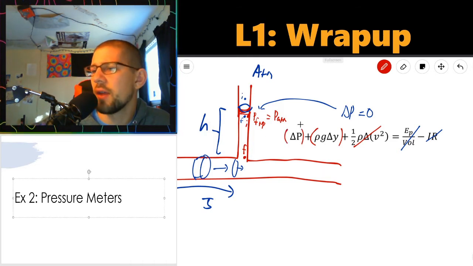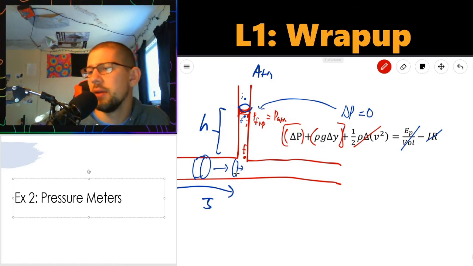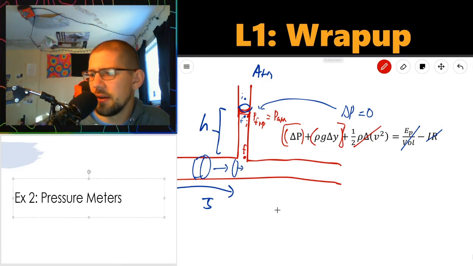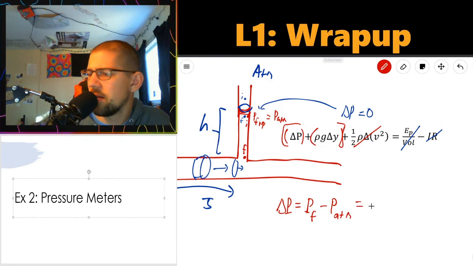So this is a way that I can use the height of a standpipe, or the height of a vertical pipe branching off from a main pipe, to determine the pressure inside that lower pipe. In other words, delta P, which is going to be P final pressure minus P initial, which is the atmospheric pressure up at the top, is just going to be negative rho g delta y.